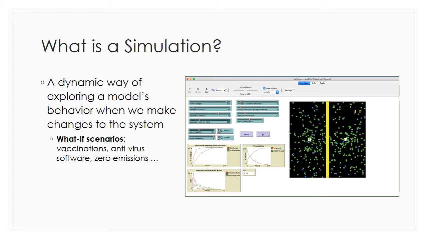For example, what if we introduce vaccinations into an epidemic scenario? How will they change the outcome? What if we introduce antivirus software into a self-replicating virus attack? How will that limit the number of infected computers? What if we cut all emissions to zero? How will that affect global temperatures in 5, 10, and 50 years? Simulations help us answer these questions.